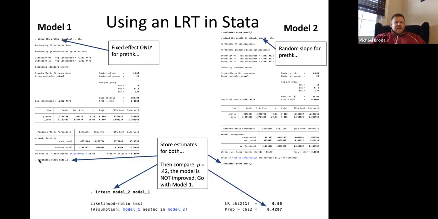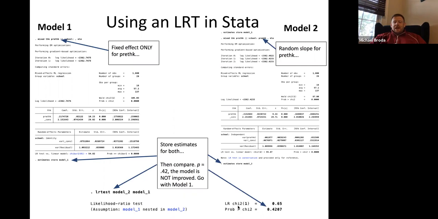I run this, and then I use the estimates store command to call this model underscore one. So this is model one, the less complicated of the two models I'm comparing. Then I run a second model where I add a random slope, and I call this model underscore two using the estimates store command. Once I've stored those estimates, I can run the lrtest command, which is built into Stata: lrtest model two, model one. So I'm comparing model two to model one.